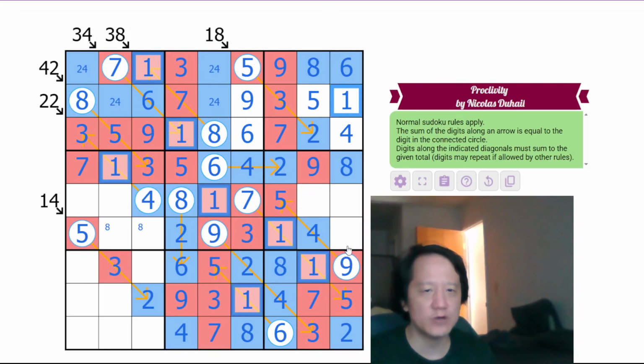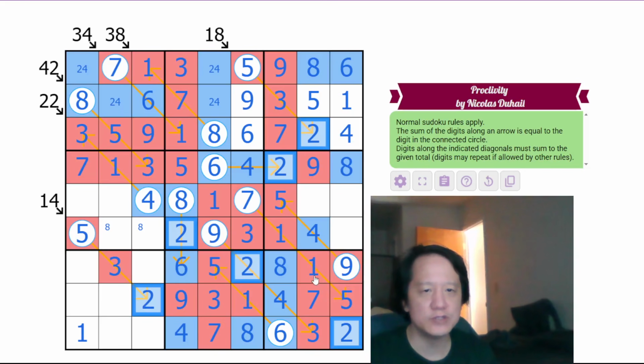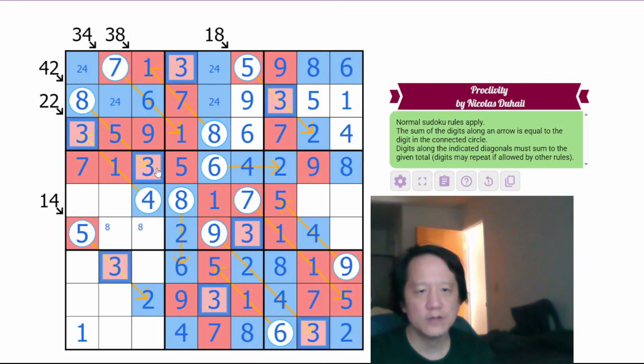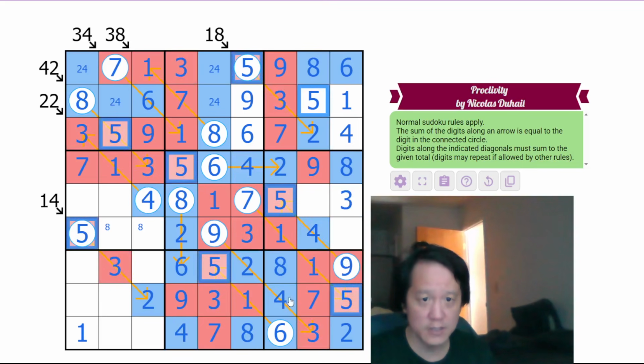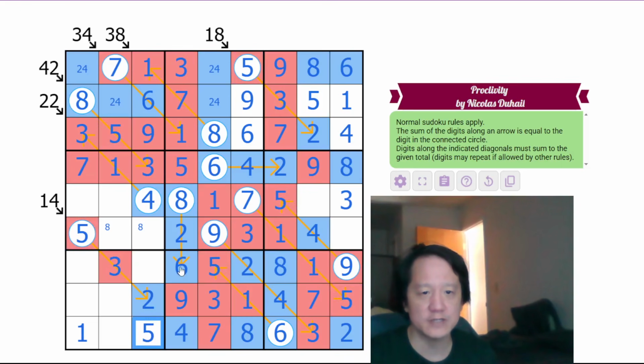We have 8 ones. We know where the last one has to be. It's there. 2s, we don't really have enough information, I feel. No, not really. 3s, we have 1, 2, 3, 4, 5. We have 8 3s. We know where the last 3 is. It's there. 4, we don't have enough information. 5, we have 8 5s. We know where the last 5 has to be. It's there.